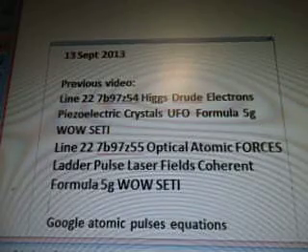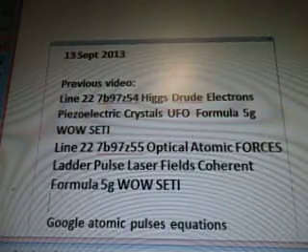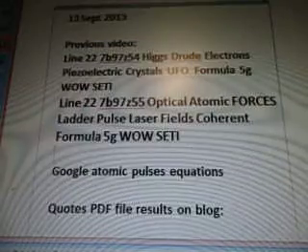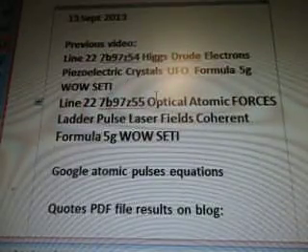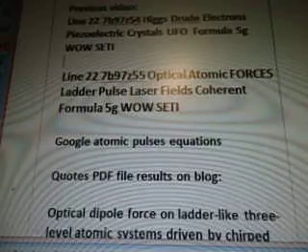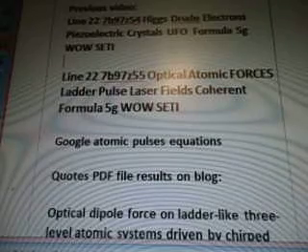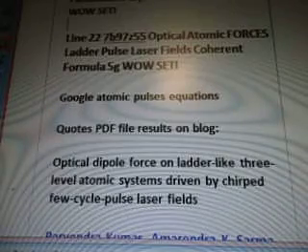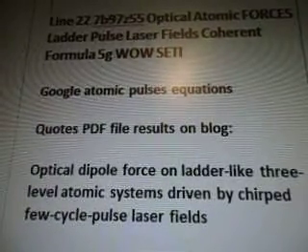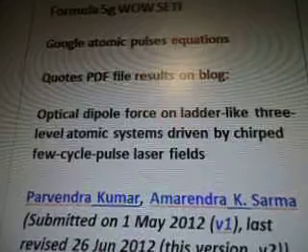The previous video is line 22, 7b97z56, Higgs, Drude electrons, piezoelectric crystals, UFO formula, 5G Wow Seti, line 22, 7b97z55, optical atomic forces, ladder pulse, laser fields, coherent formula, 5G Wow Seti. So I'm going to Google atomic pulse equations and quote the PDF file results from a blog.